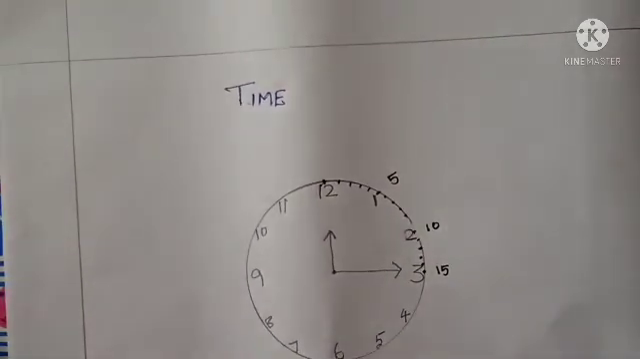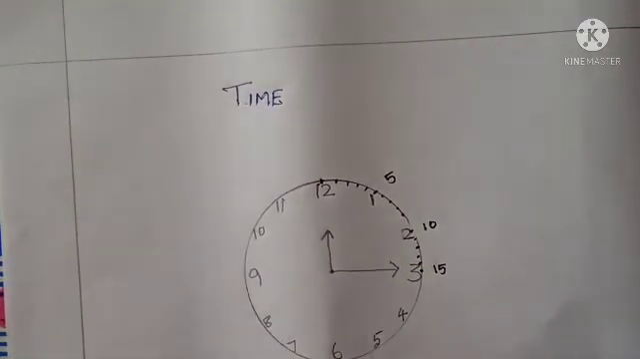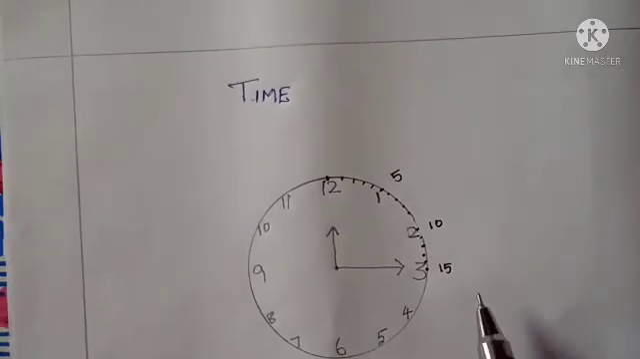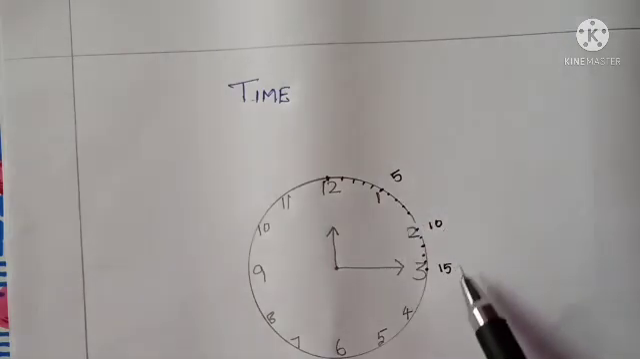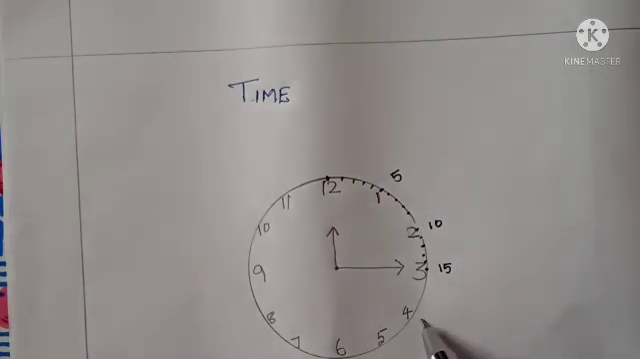Minutes show the time from one hour to another hour. Moving from one number to another number is what we call minutes. So 5 minutes, 10 minutes, 15 minutes, then 20.